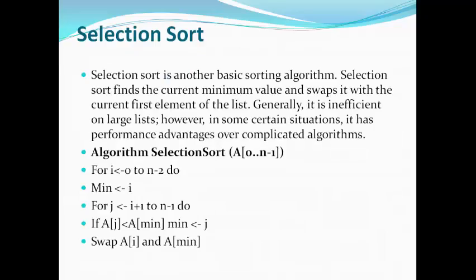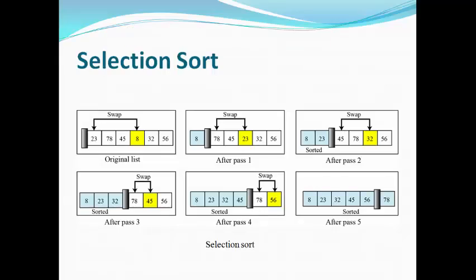Selection sort. Selection sort is another basic sorting algorithm. Selection sort finds the current minimum value and swaps it with the current first element of the list. The selection sort representation.